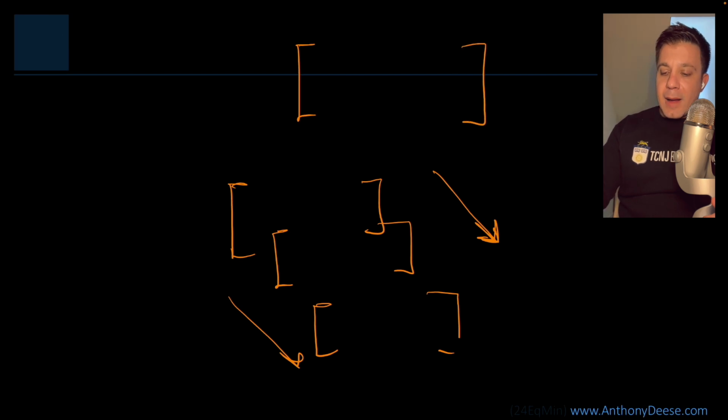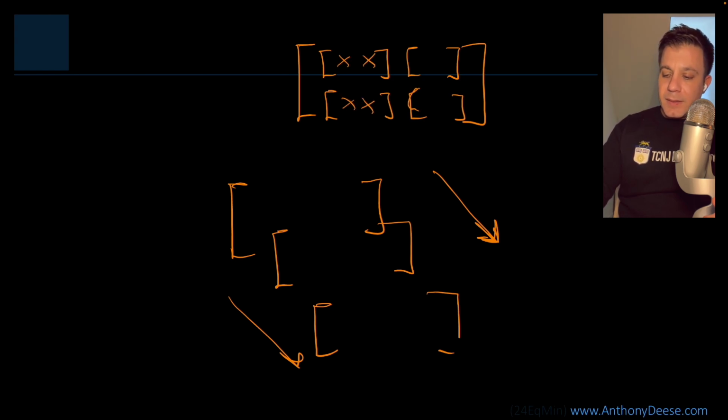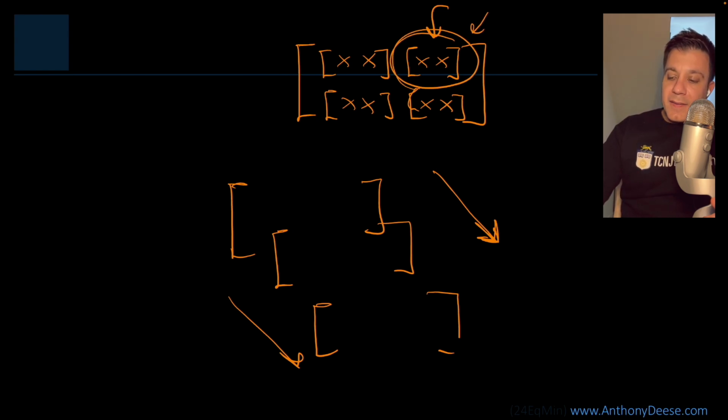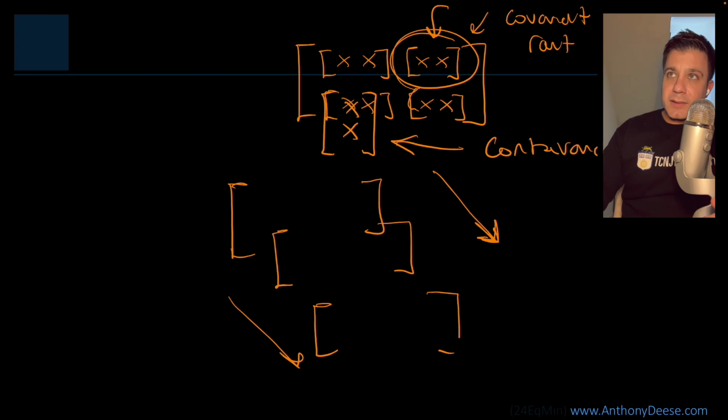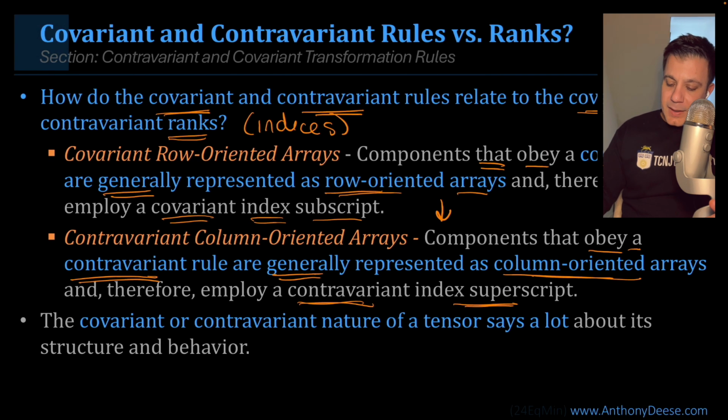And that's why we are going to opt for notation like this, where anytime we have an additional rank, we add that as an embedded row or column array. But we can see here very clearly, if it's a row-oriented array, that's an additional covariant rank. And if it were a column, then that would become a contravariant rank. So the covariant or contravariant nature of a tensor says a lot about its structure and behavior.